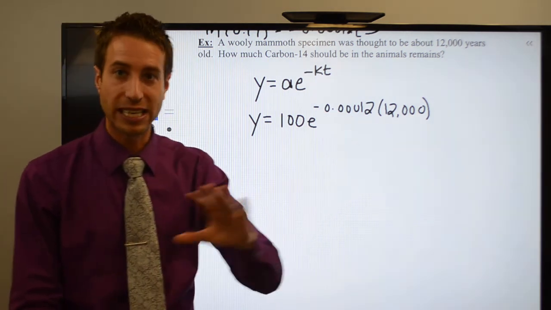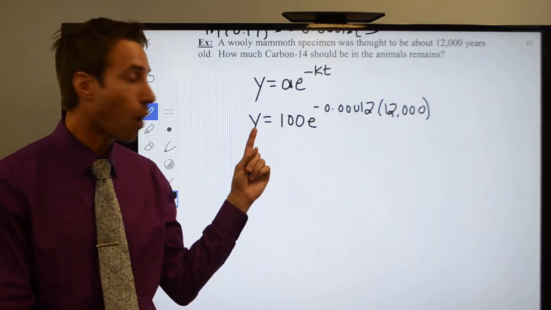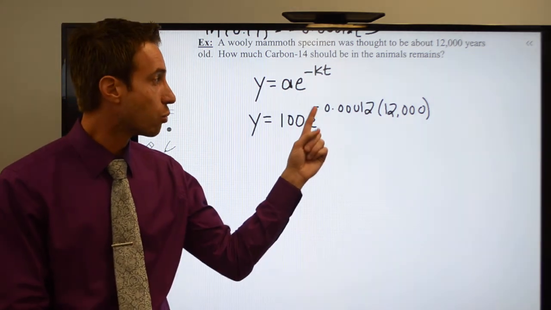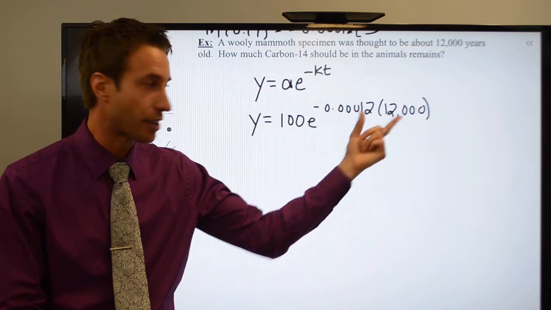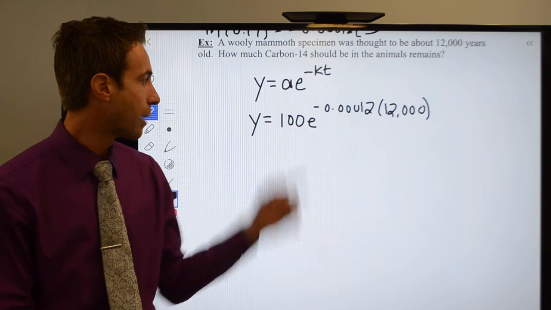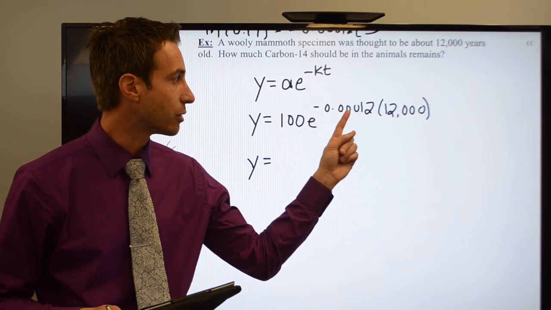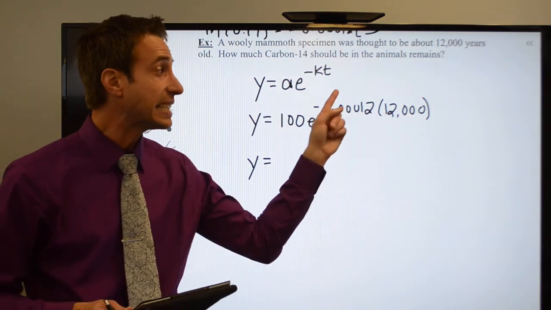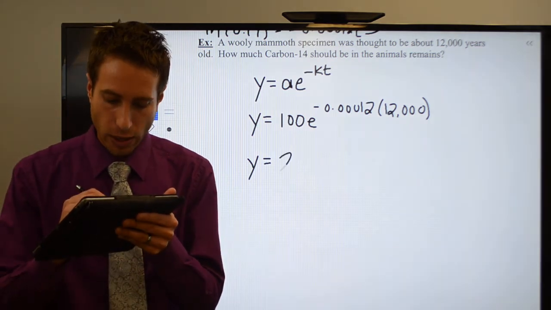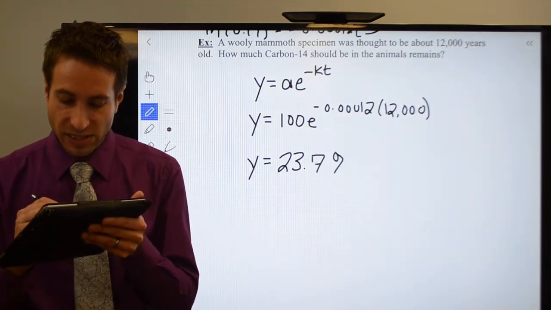Well, this one is just a calculator problem. Please notice, I'm solving for y, but the y is already by itself. It's right here, it's all alone. So all you have to do is e raised to this power. I multiply these guys together first, then do e to that power, then multiply by 100. I think I did that for you here, and what I wind up with is, again, negative 0.00012 times 12,000, then e to that power, then multiply by 100, and you wind up with 23.7. Again, remember, that's going to be a percentage.